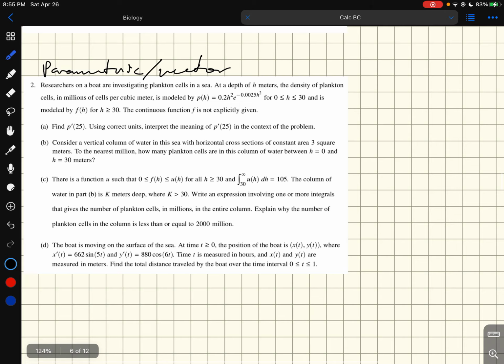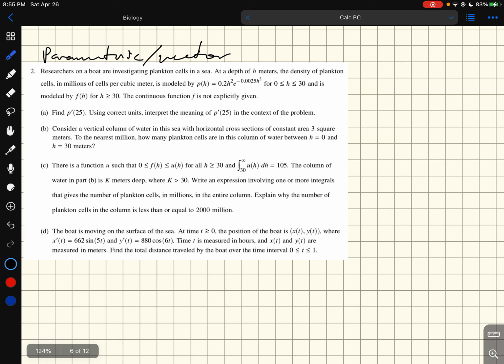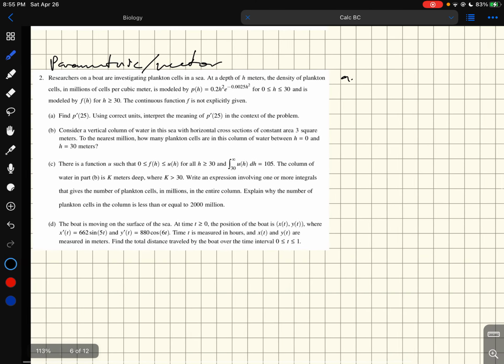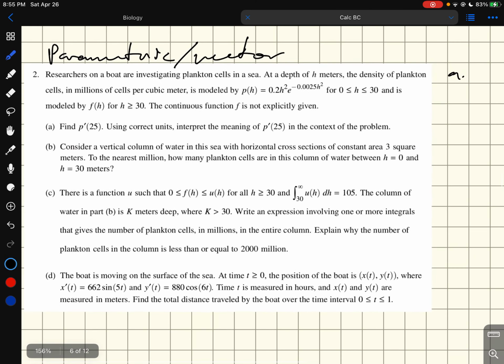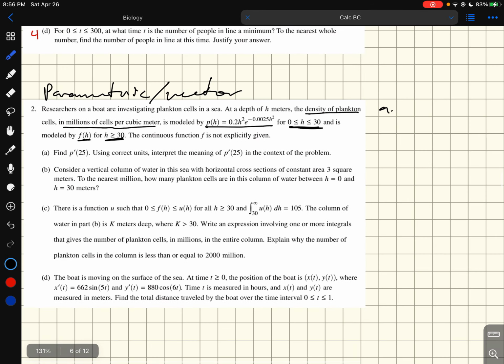So this one is number 2 of the 2018 free response, so you can still use a calculator on this one. Alright, we're just going to start with A. So they want us, oh, well, we have to read it first. You're investigating plankton, and this function tells you the density of plankton in millions of cells per cubic meter for 0 to 30. And anything greater than 30 is modeled by f of h, which we do not know.